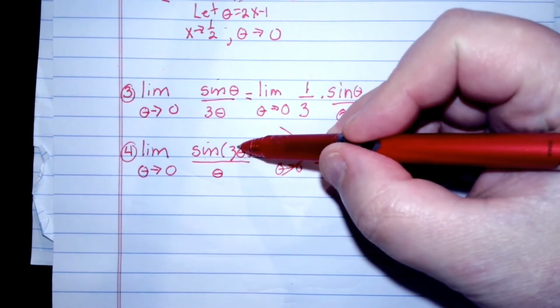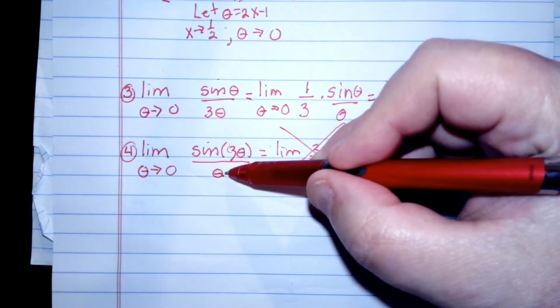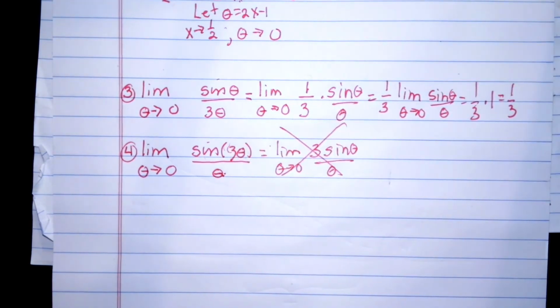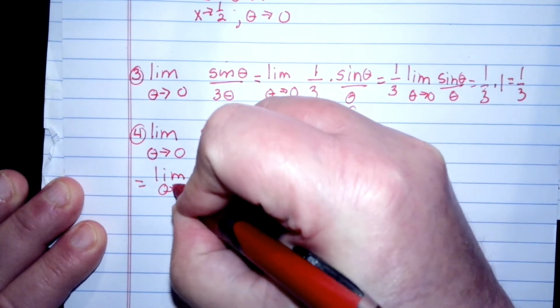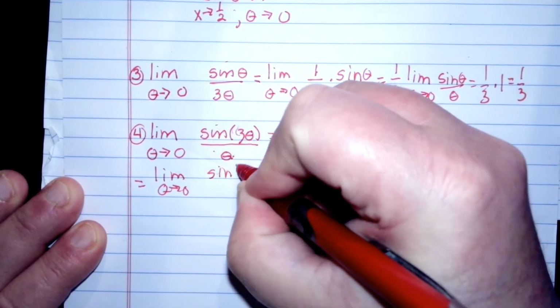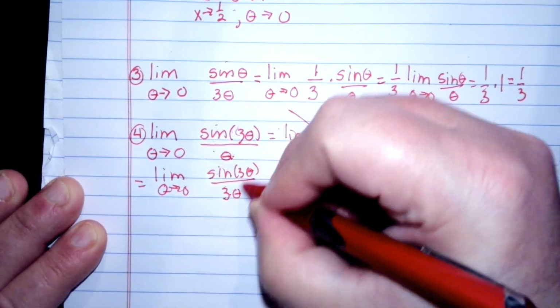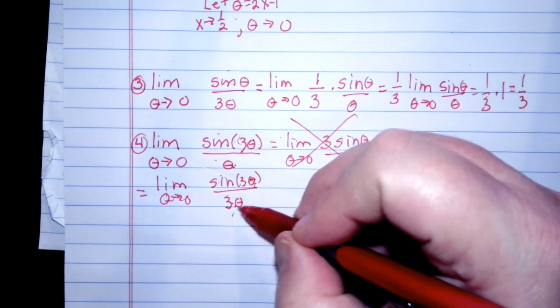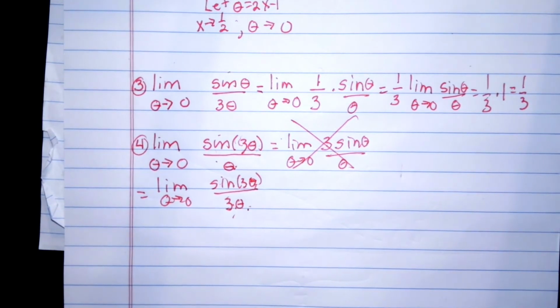Instead of making the 3 theta match the denominator, let's make the denominator match the expression that we're taking the sine of. So in other words, what we need is a 3 theta here. Alright, so let's do the following. I want these two to match. That's great. Now we've got the sine of an expression over that same expression, and as theta tends to 0, 3 theta tends to 0. So that's going to be 1.